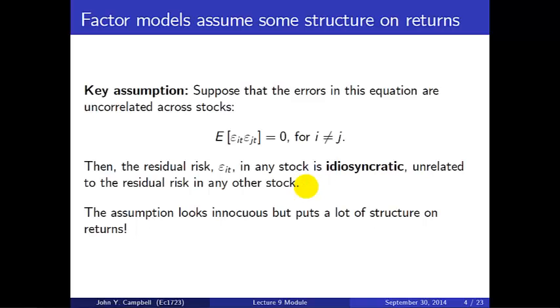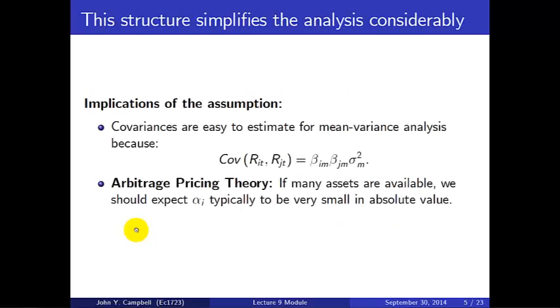Now, at first you might think that's a fairly innocuous assumption, but it actually turns out to have many implications for returns. It puts a lot of structure on stock returns. Now, what does this structure do for us? Well, a first point is that mean variance analysis for portfolio choice becomes much easier. If you remember, in general, the variance-covariance matrix of asset returns is very large with many, many free parameters, and it's very difficult to estimate those things.